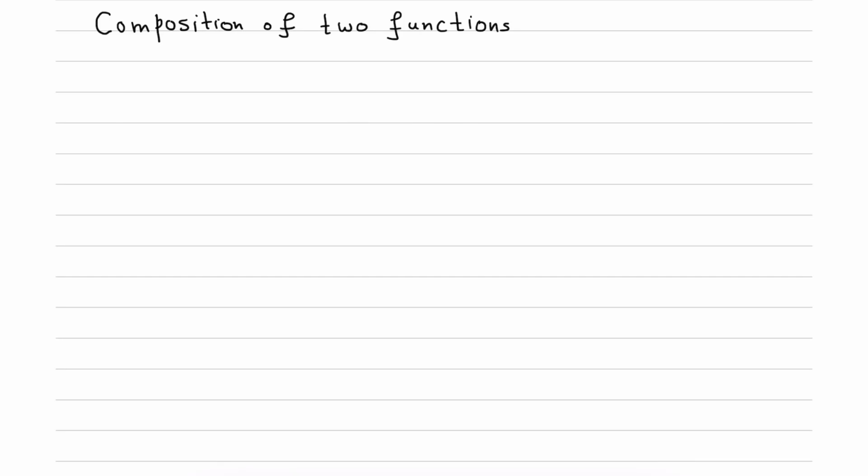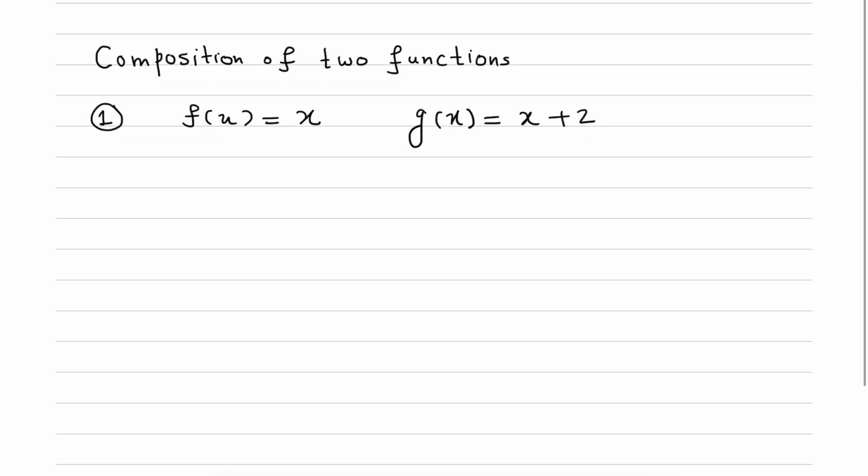So we are going to talk about composition of two functions. Remember that composition of two functions is different from multiplication of two functions. Let's discuss this through examples. We have two functions, f of x equal to x squared, and g of x is equal to x plus 2.